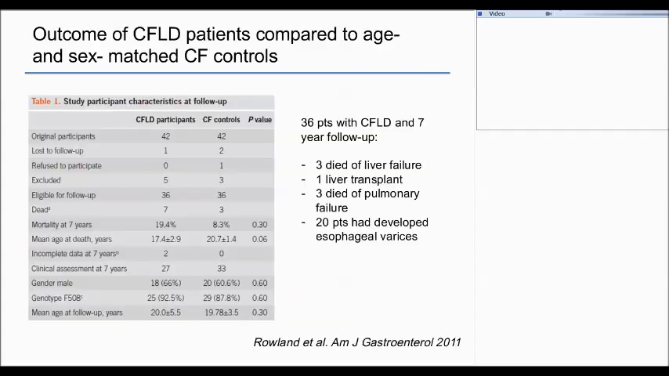There was another study that looked at outcome of patients with CF liver disease and had sex-matched CF controls. In their cohort, they had 36 patients, and again, a 7-year follow-up. They found that 3 died of liver failure, 1 post-liver transplant, and 3 of pulmonary failure. And in their 36 patients, 20 had developed esophageal varices. So that's a little bit of a mixed message. Some of them had developed liver disease complications.